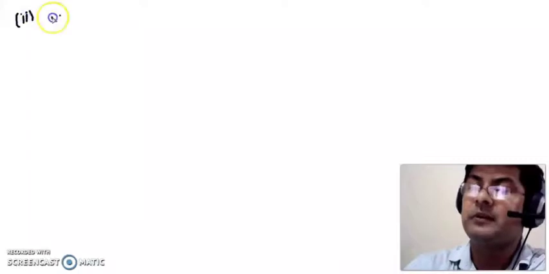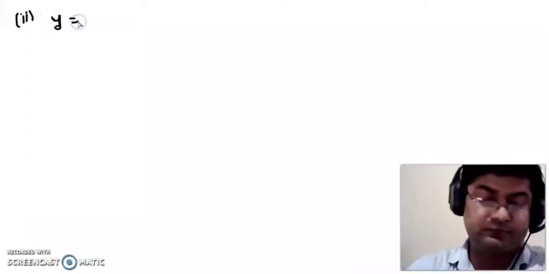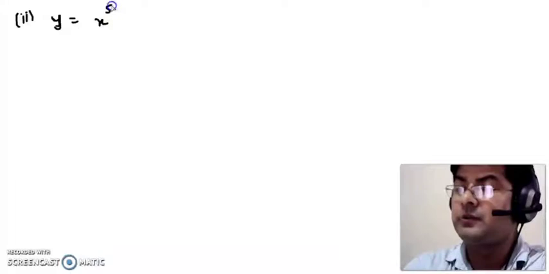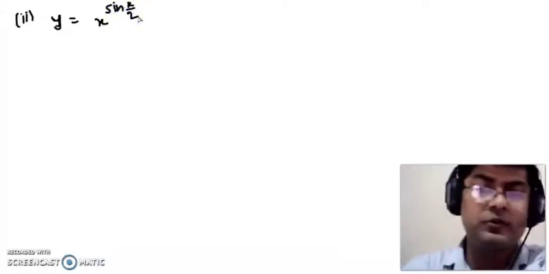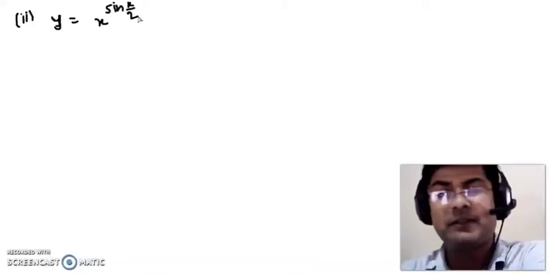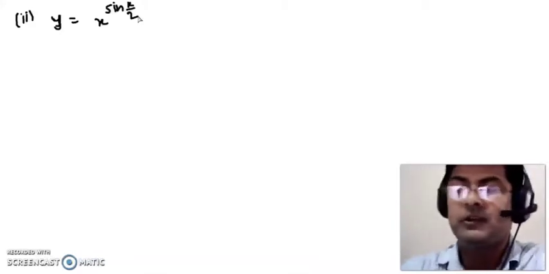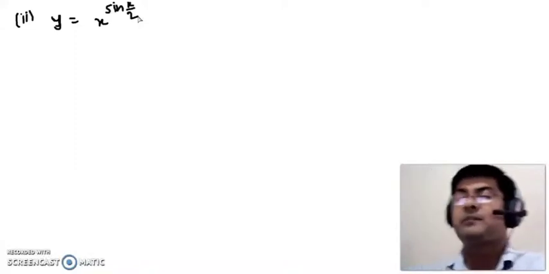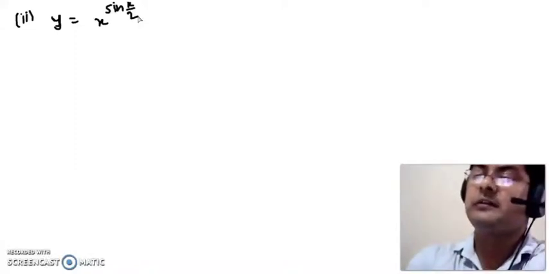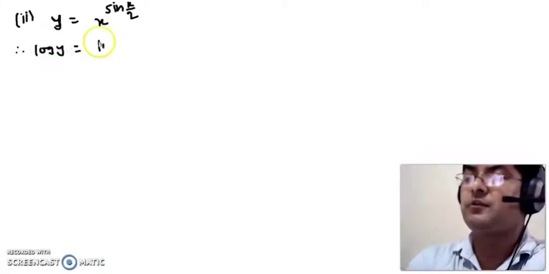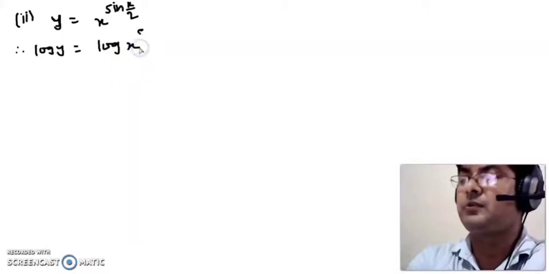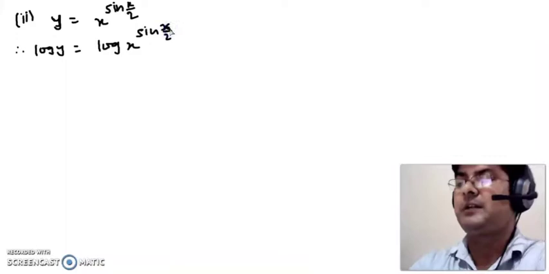Okay, now we have second question of the fourth. Y is equal to x to the power sine x by 2. Here also you'll notice that the power of x is a function, that is sine function. So again we will use the logarithmic function method only. So let or apply log on both the sides, therefore log y is equals to log x to the power sine x by 2.